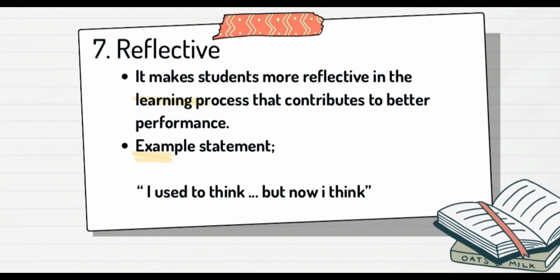So the last R is reflective. It makes students more reflective in the learning process, which contributes to better performance. For example, the statement, "I used to think, but now I think." So these are the 7 Rs of quality curriculum materials. They collectively focus on the topics to be covered, skills to be mastered, facts to be learned, and outcomes to be achieved. These are the aspects of quality curriculum materials.